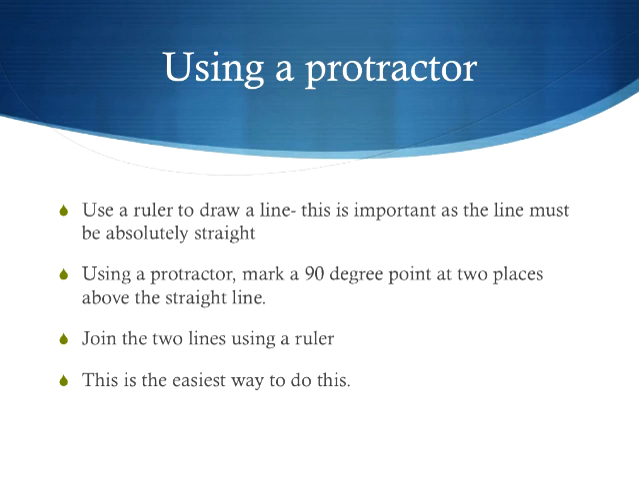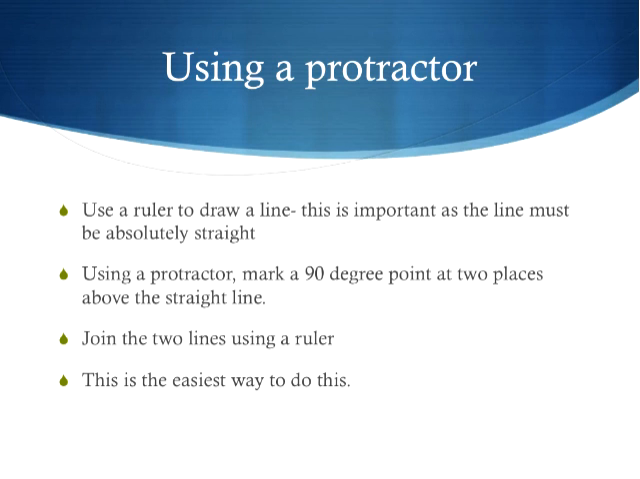All right, so here are the steps. So we are going to use a ruler to draw a line. This is important, as the line must be absolutely straight. So none of this, we're going to use a piece of graph paper and just kind of sketch along it. You have to have an absolutely straight line in order to draw a parallel line.